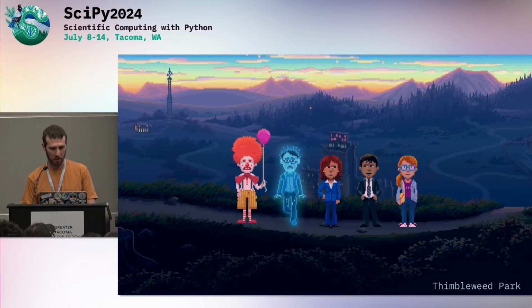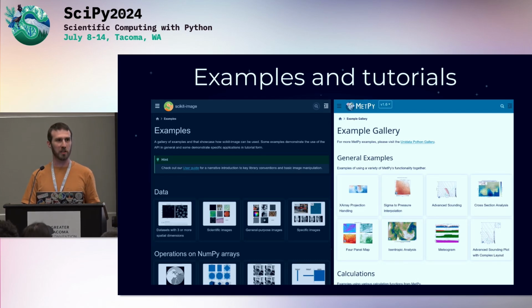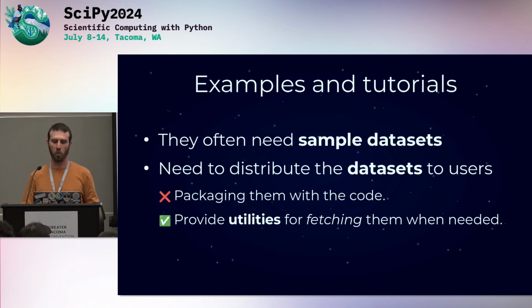So let's switch gears and get into the shoes of a package maintainer. Usually if you're developing your awesome open source library for science, you want to include some gallery examples and tutorials. And usually in those gallery examples and tutorials, you want to use some sample data sets, some real world data sets. And you also want your users to be able to run the code you have in the tutorial, and you expect that code to work as it is.